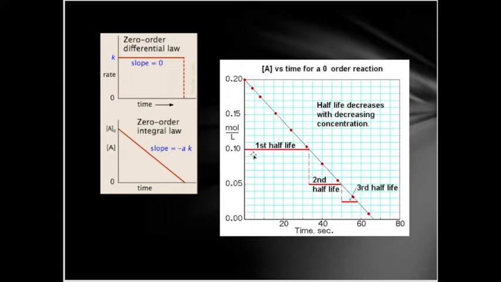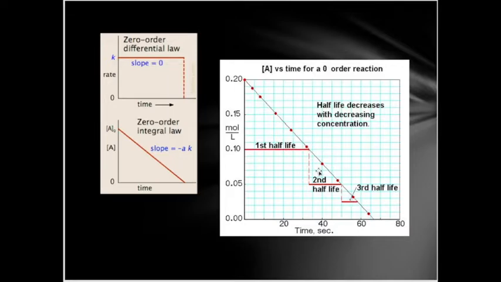And you can see that initially to cut it in half, it takes 1, 2, 3, 4, 5, 6, about 6.5 seconds to go from 0.2 to 0.1. To cut it in half again is going to take a shorter amount of time, half of the first half-life. To cut it in half again from 0.05 to 0.025, my third halving of concentration, takes an even shorter time.